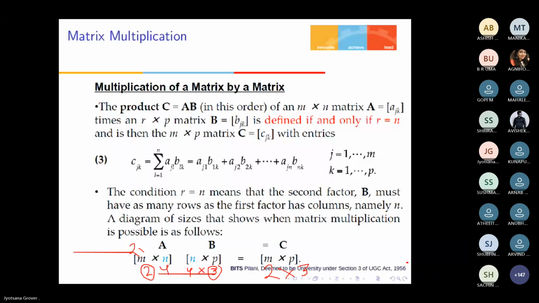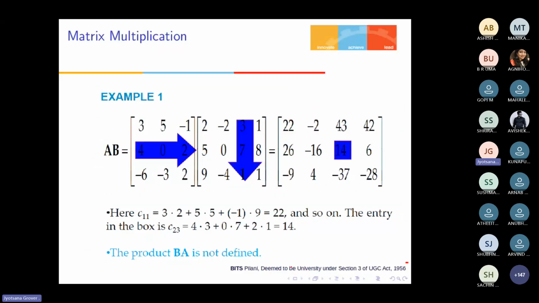Okay, let's see. Now here you are multiplying AB. A is 3 by 3, with 3 rows and 3 columns. B is also having 3 rows and 3 columns. Now this is the result. How do you get it? This is the first entry, C11. This is matrix C.